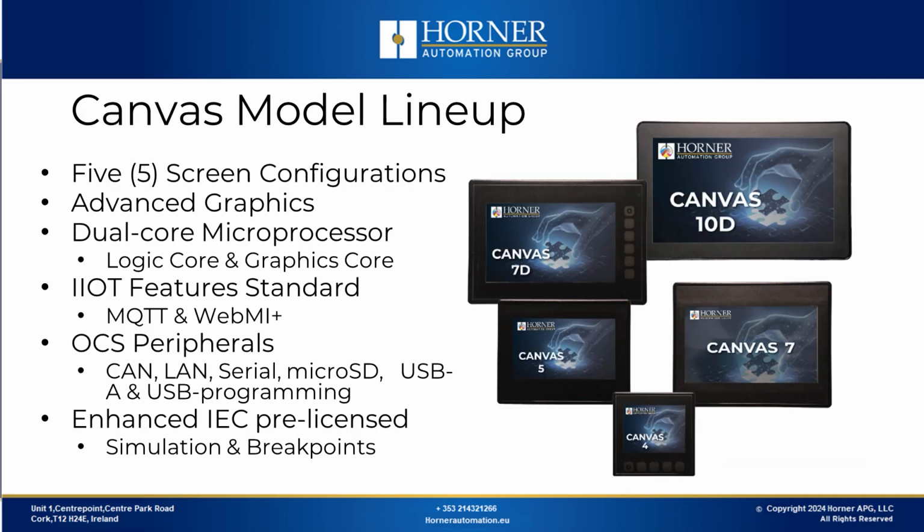Next, we will look at the Canvas model lineup features in more detail. There are 5 different screen configurations available in Canvas. All Canvas models share the same characteristics, such as the advanced graphics, dual-core microprocessor, and built-in IIoT features. Canvas models also have the expected OCS peripherals, such as a CAN port for I/O expansion, at least one Ethernet port for industrial Ethernet support, FTP and email type support, serial ports for interfacing with legacy type devices that are still prevalent in industrial applications, micro SD for built-in data storage, and great maintenance capabilities.